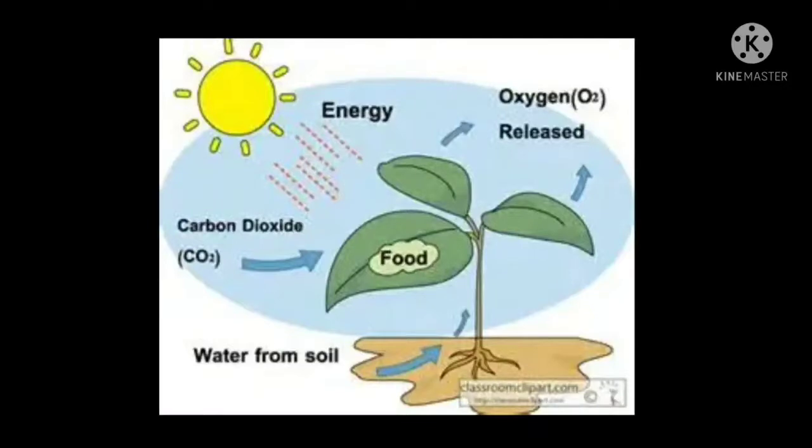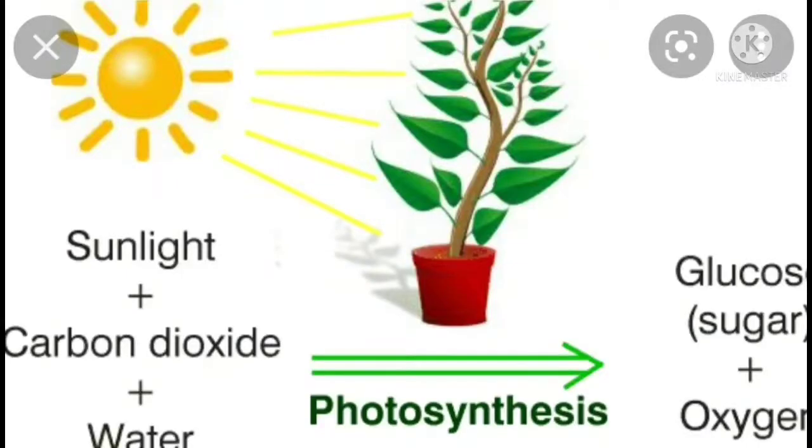Chlorophyll uses sunlight for energy and changes water and carbon dioxide gases into sugar. This sugar, glucose, is the plant's food. The process of preparing food from carbon dioxide and water by using sunlight is called photosynthesis. Photo means light and synthesis means putting together. During photosynthesis, oxygen is produced by the leaf and given out through the stomata.